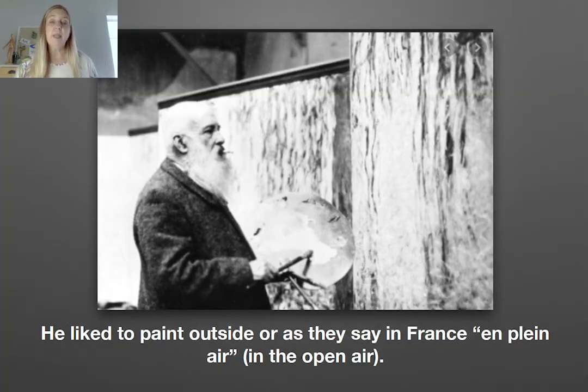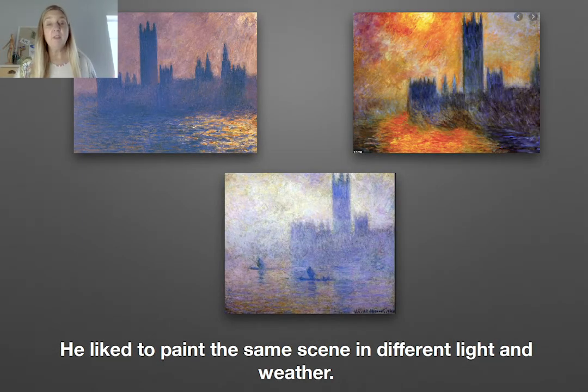He also liked to paint outside, and as they say in France, it's called en plein air, or in the open air. That was revolutionary also because people didn't paint outside. They just painted from the actual person standing in a studio. It was very orchestrated, meaning very planned out, the typical paintings of the day. So he would just go out and start painting what was there at the time, whatever the weather was that day. In fact, he painted these three pictures of the Parliament at different times of the day in different seasons.